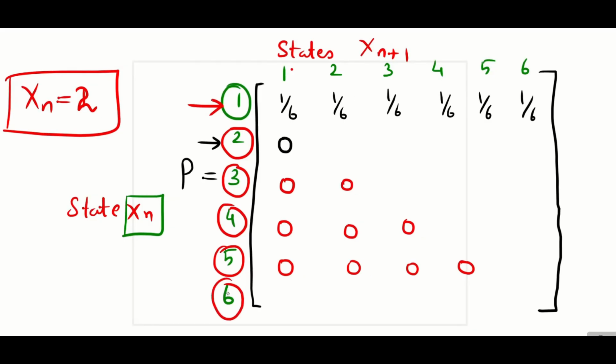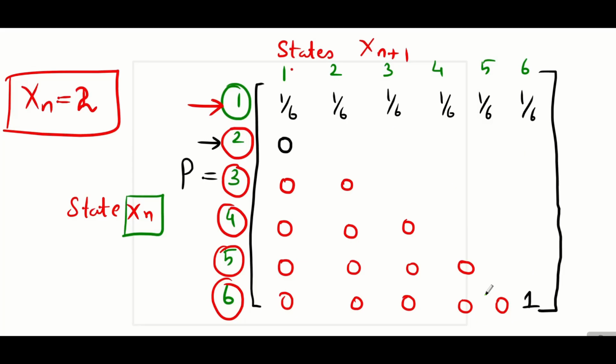And similarly, for 6, there is no chance of getting 1, 2, 3, 4, 5, and there is only one chance to get 6. It is 100%, it is going to be 1. Now, our job is to fill the remaining places which are left open. So now we have to calculate the probability for these spaces. Let us see how to do this.